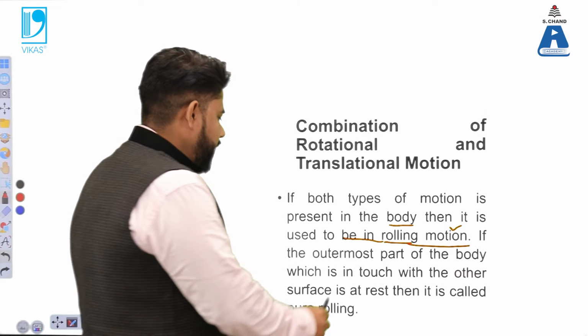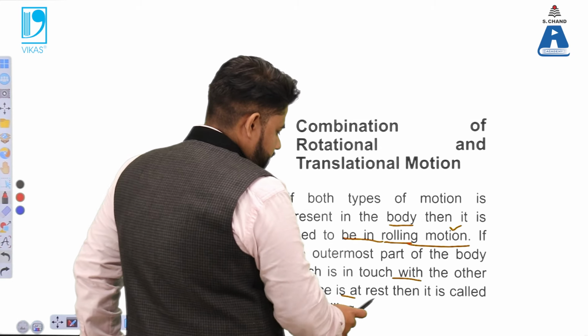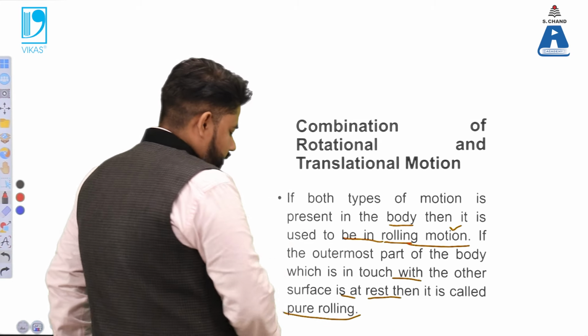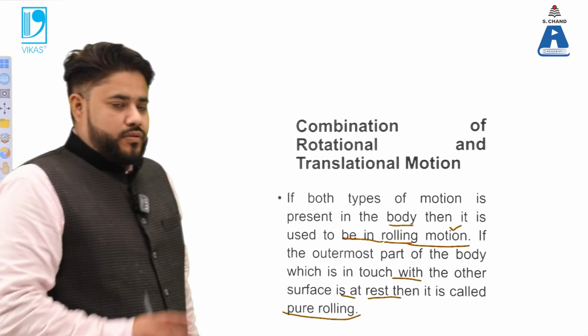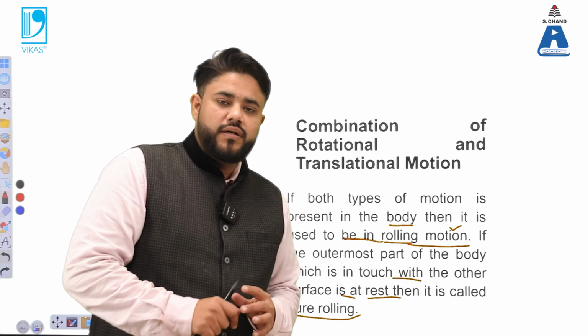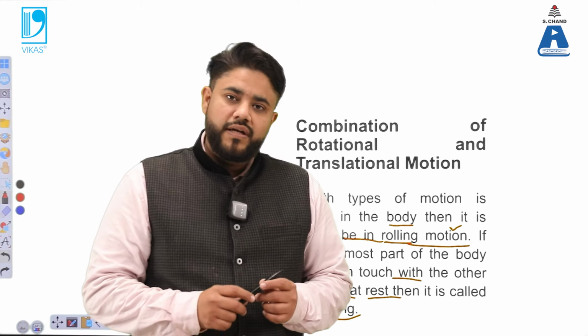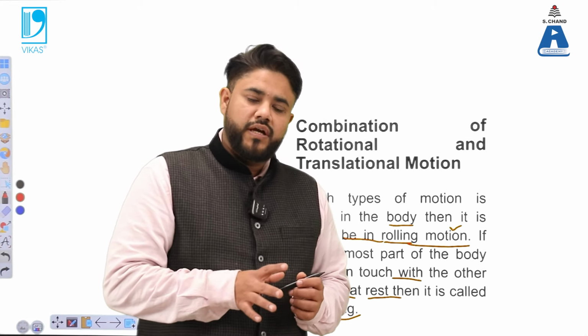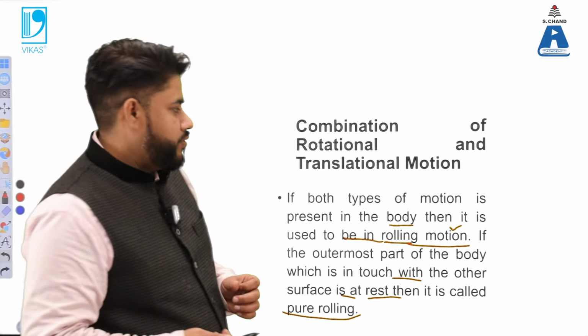So the outermost part of the body, which is in touch with the other surface, is at rest. So it is called a rolling, or you can say the pure rolling motion. So in this we have learned the concept of translational motion, the rotational motion, as well as rolling motion. And the rolling motion can be a category in which it is a case of a pure rolling motion.